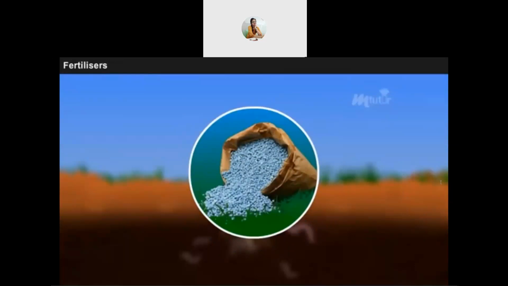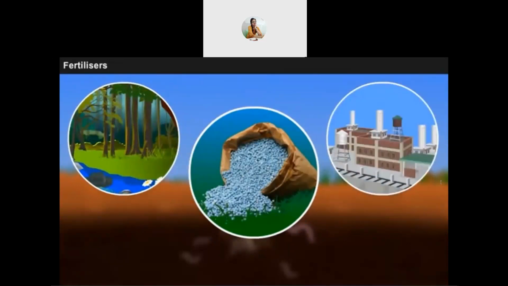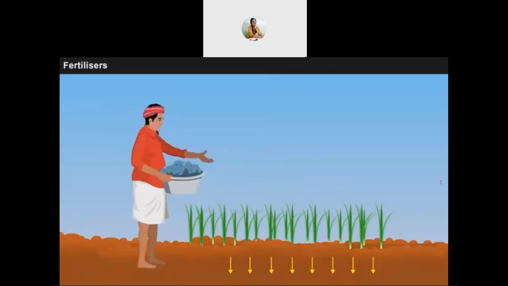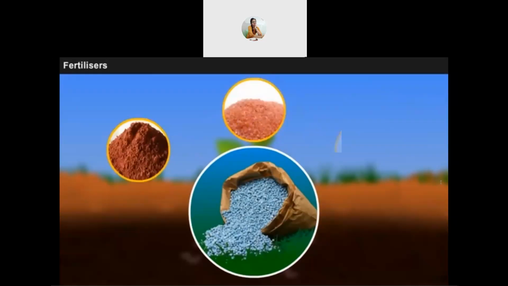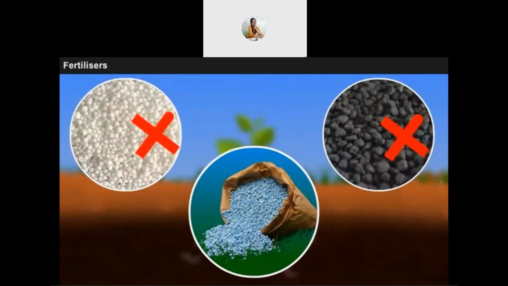Fertilizers. Fertilizers are materials that are said to be of natural or synthetic origin. They have a definite chemical composition and the ability of supplying more nutrients to soil than the manures. Basically, fertilizers are produced from inorganic compounds, excluding urea and calcium cyanamide.